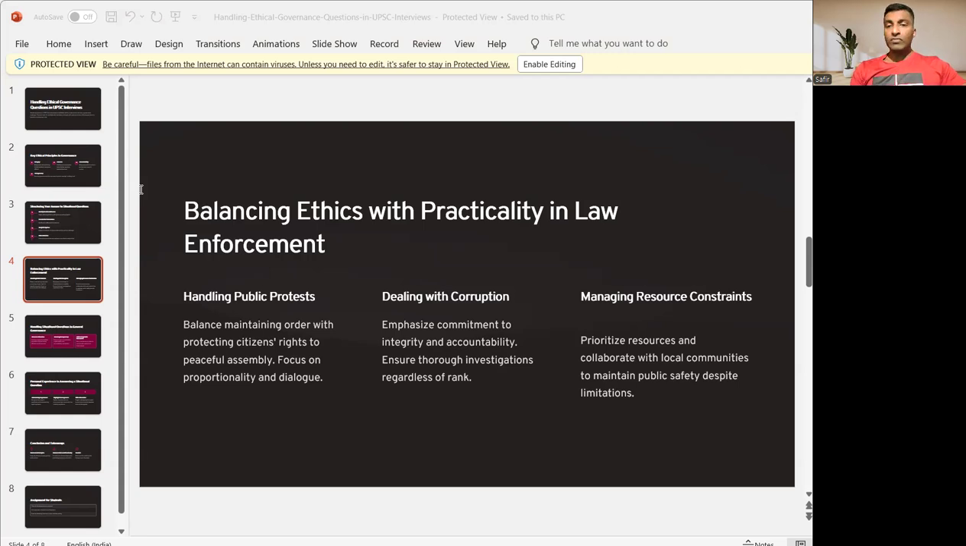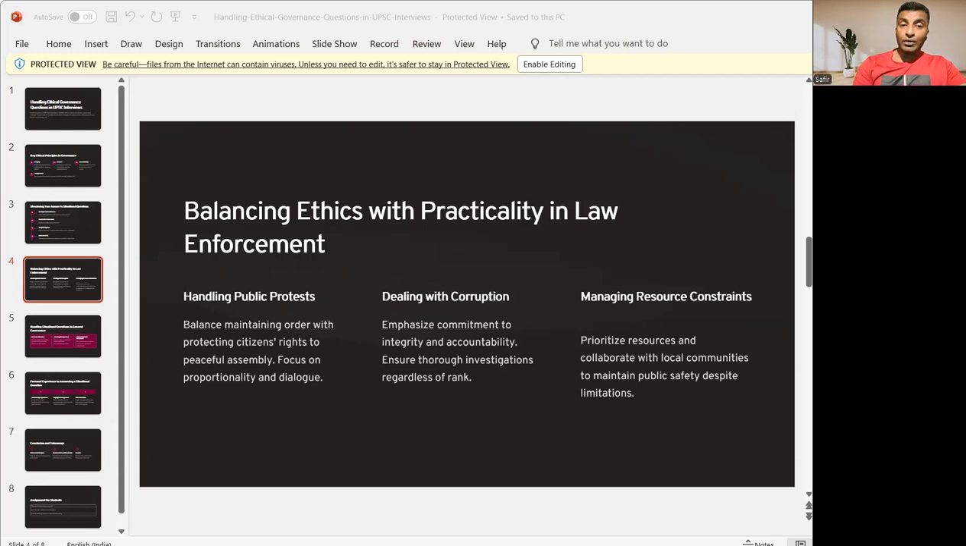So firstly, handling the public protest. Most of the time, you will have to face this challenge and this issue. One common situation in law enforcement is managing the public protest. On one hand, you must maintain law and order, that is your prime responsibility. But on the other hand, you need to protect the citizens who are protesting also. They have a right to peaceful assembly. They have a right to peaceful protest.